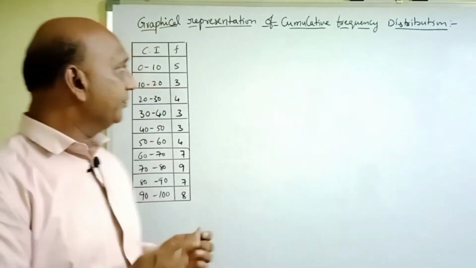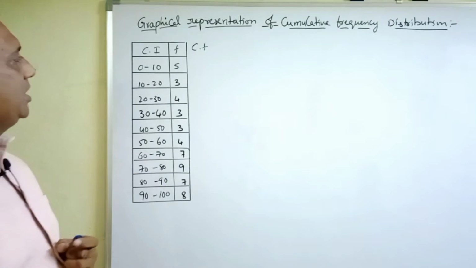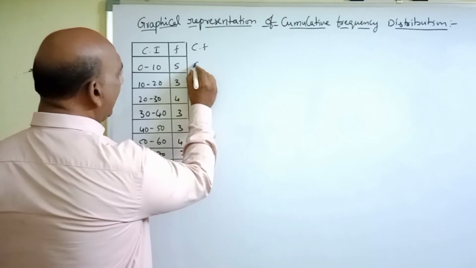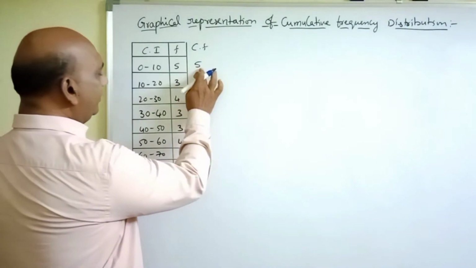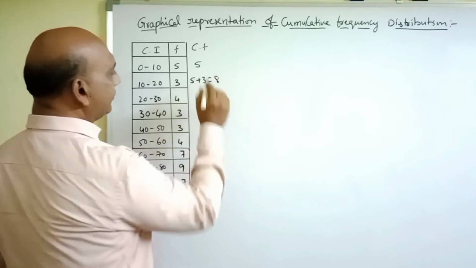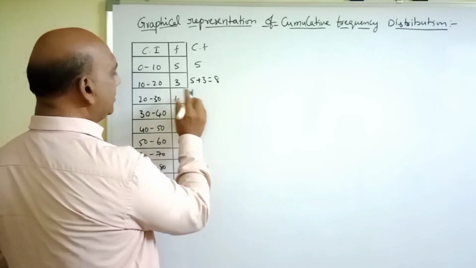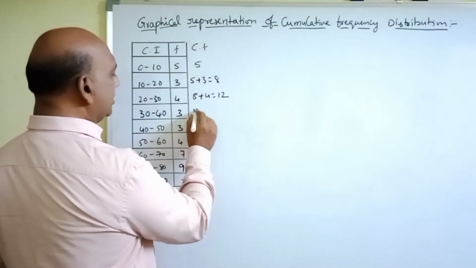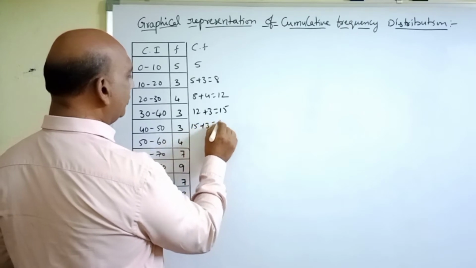Cumulative frequencies means take another column that is represented by CF. CF means cumulative frequencies. First of all, write the first frequency as it is, that is 5. Next, to this 5 add the next frequency and write here, that means 5 plus 3 gives 8. And to this 8 add the next frequency, so 8 plus 4 is equal to 12. And to this 12 add the next frequency, 12 plus 3 equal to 15. And to this 15 add 3, that is equal to 18.